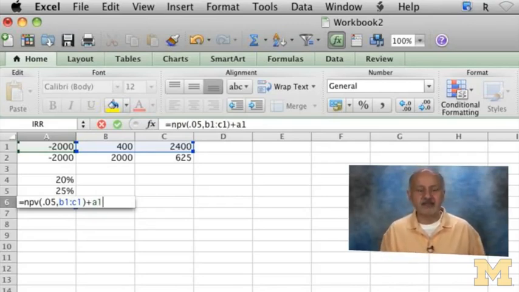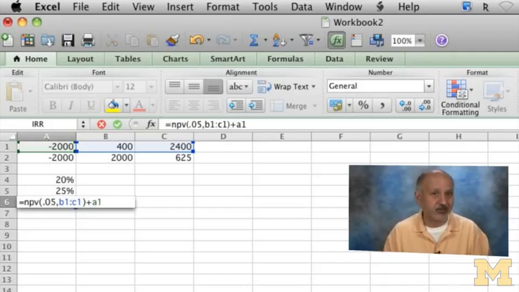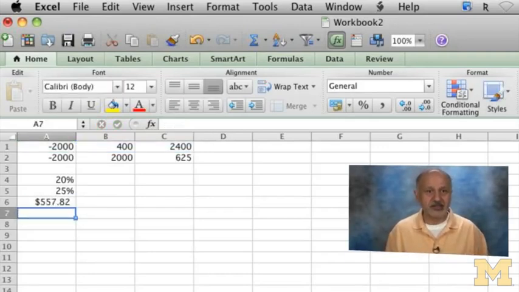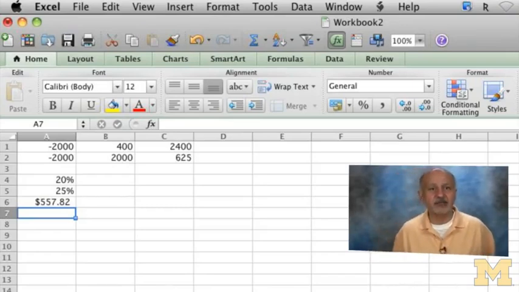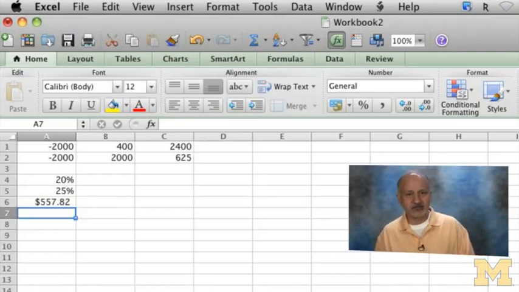So where does the net come from? From adding back A1, which is almost always negative. You need effort to create something of value. So let's see what the answer is. You get 530, 557.8, so about $558. Okay?